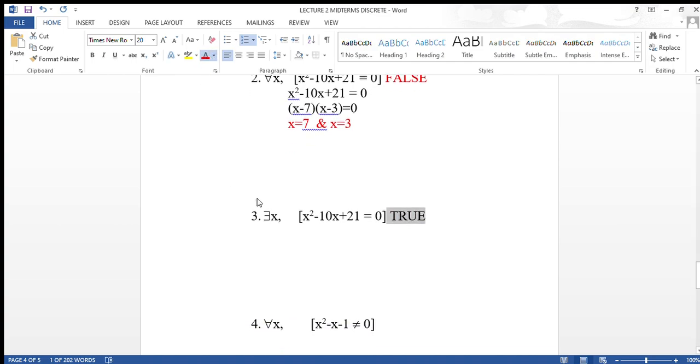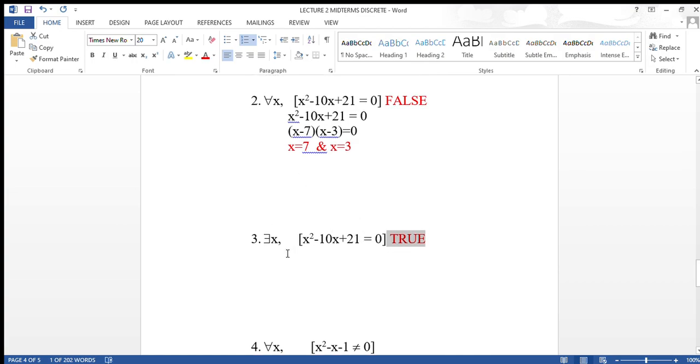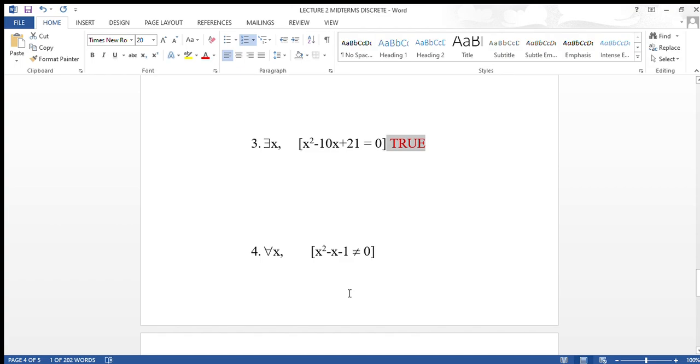Okay? So we're using the same proposition, we're using the same universe of discourse, but we're just changing the quantifier from a universal quantifier to an existential quantifier. For a universal quantifier, all the elements in the universe of discourse must satisfy the condition to make the proposition true. For the existential quantifier, we just need one value of the variable to satisfy the given condition to make the proposition true. Okay?